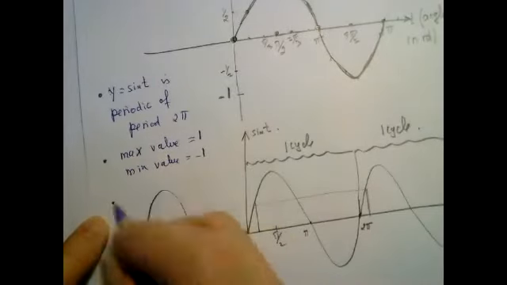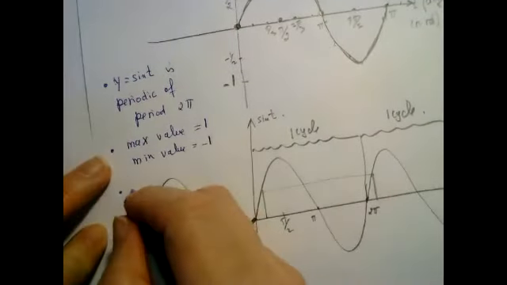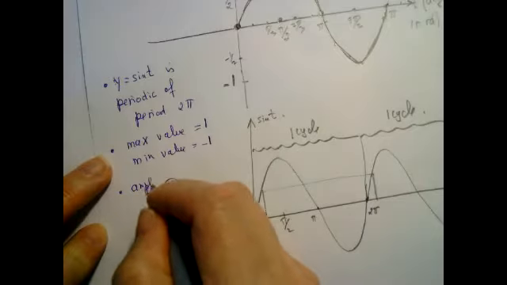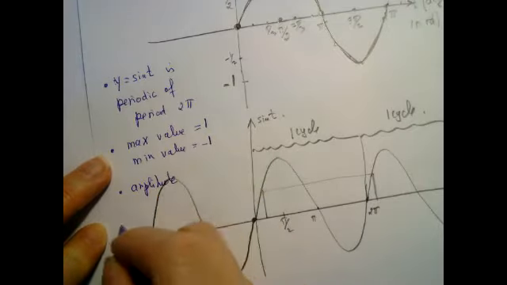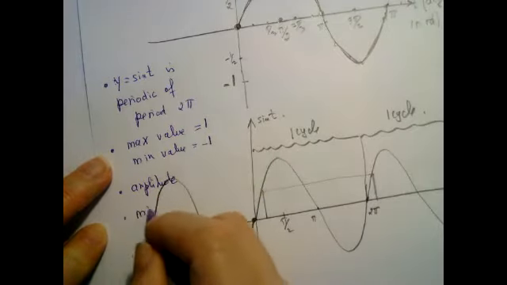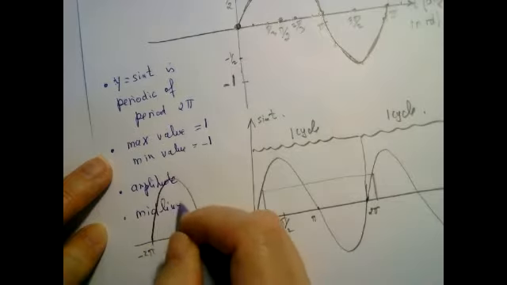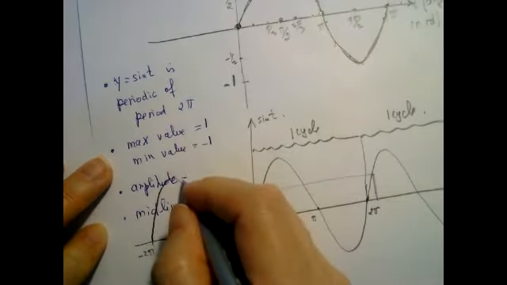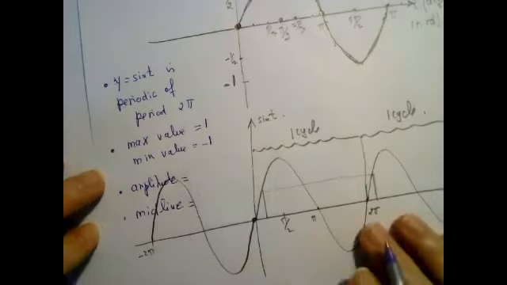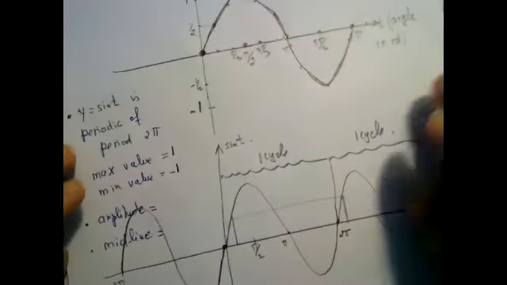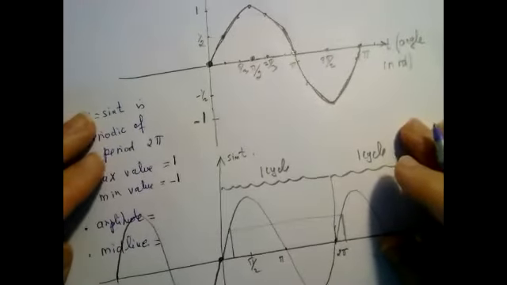Whenever you have a periodic function, we ask about the amplitude and then about the midline. What's the amplitude and what's the midline? Because this is a simple problem. What's the amplitude and what's the midline?